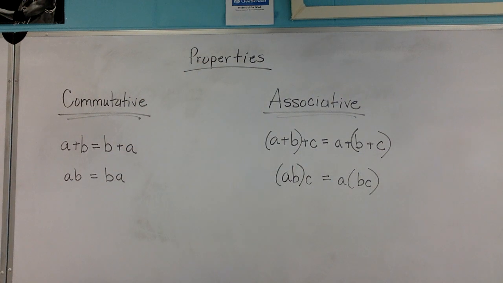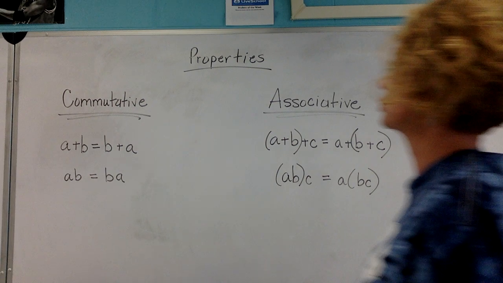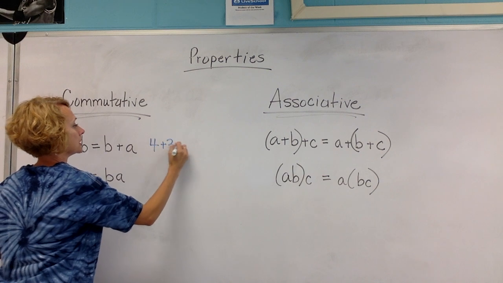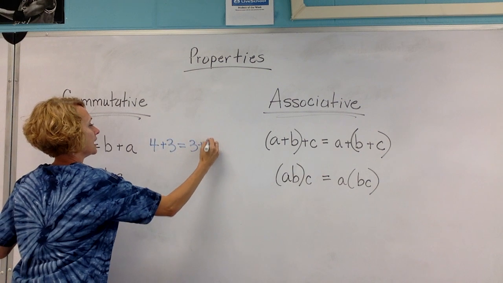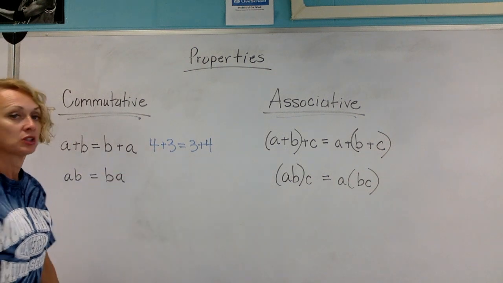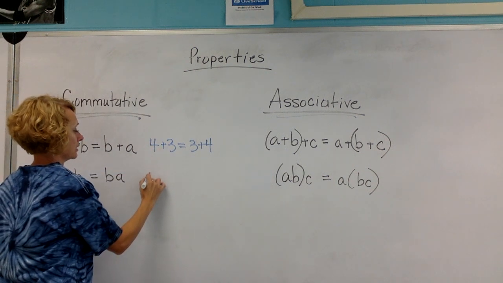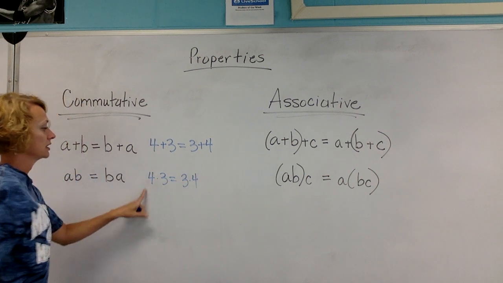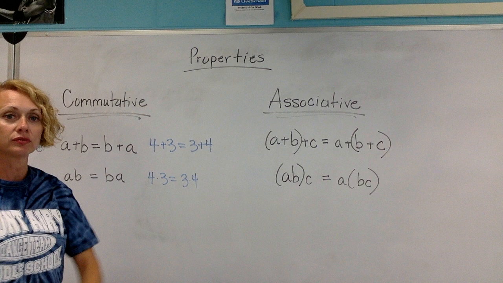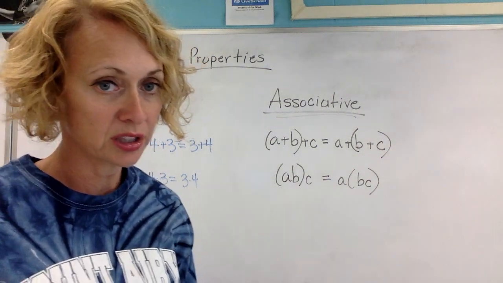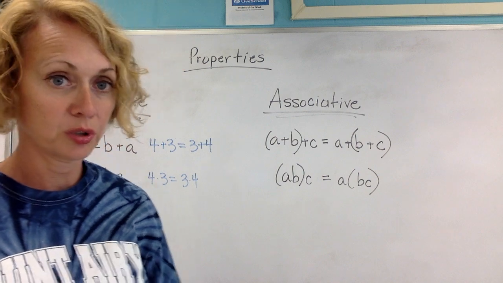So let's just think about some numerical examples that would make this true. If I said, 4 plus 3, is that the same as adding 3 plus 4? Yes. They both give me 7. What if I take those numbers and I multiply them? 4 times 3, does that give me the same as 3 times 4? Yes, it does. 12 and 12. So I know commutative property works in addition and multiplication. Does not work in subtraction. It doesn't work in division.